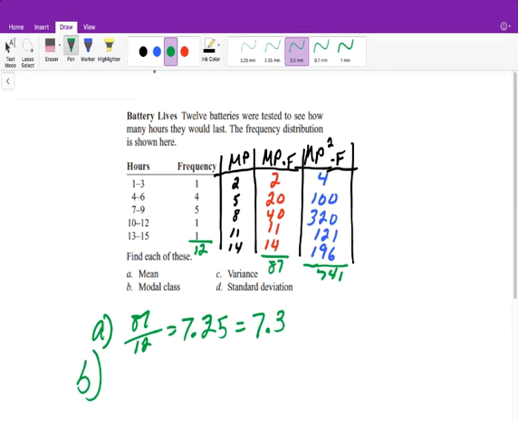All right, our modal class, that is the one that occurs the most. So it's the highest frequency, not the frequency that occurs the most. So although 1 occurs 3 times, that's not our modal class. It's the one that has the largest frequency, which is this 7 through 9.